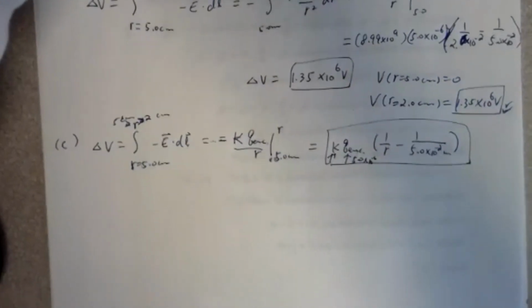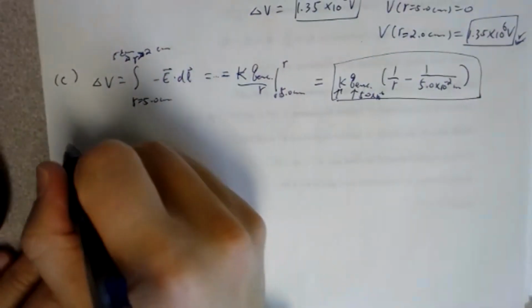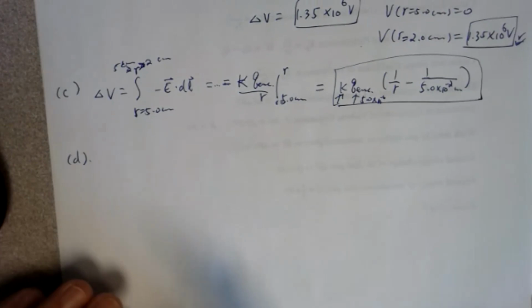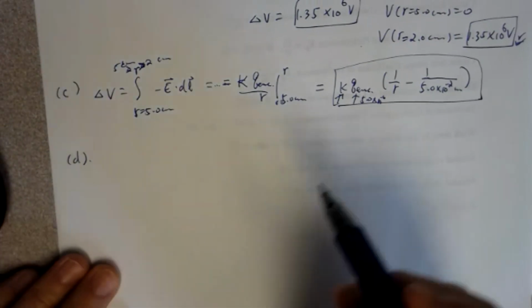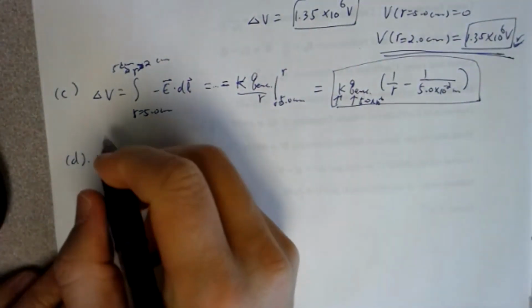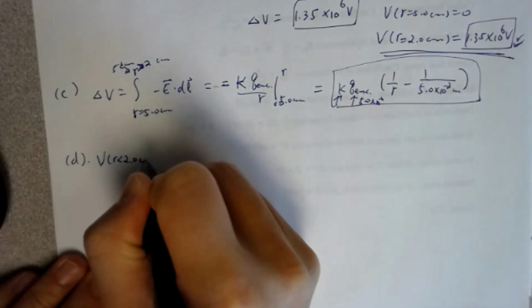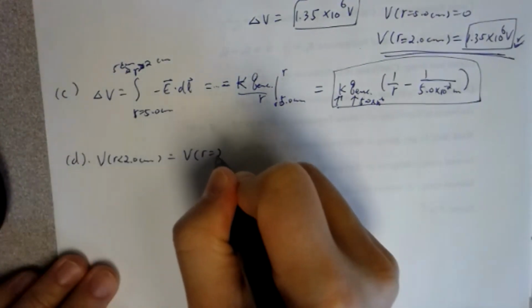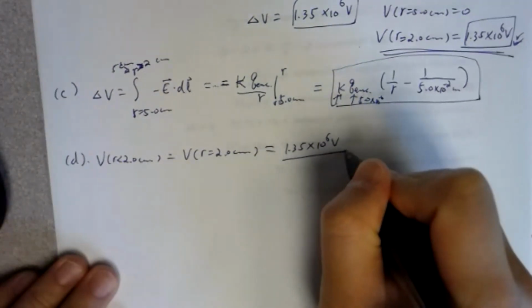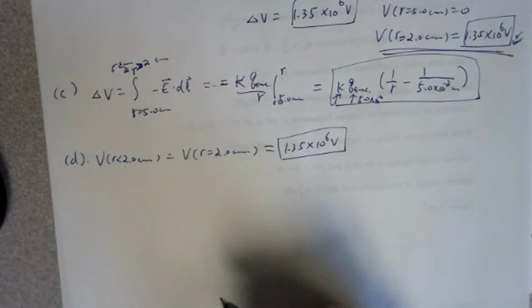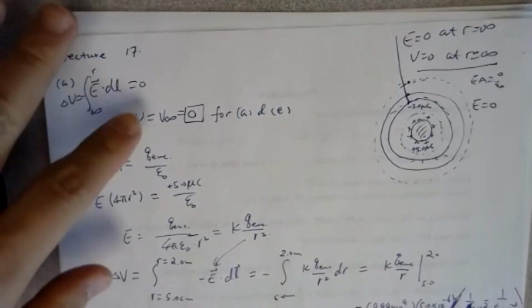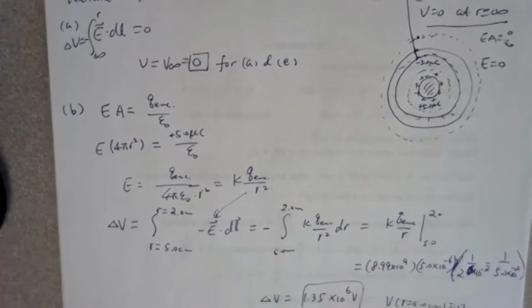For D, inside the sphere, because it's a sphere, right? Then it will be the same as just on the sphere, which is this one here. Okay? So V when R is less than 2.0 centimeters will be the same as V at R equal to 2.0 centimeters. That is 1.35 times 10 to the 6 volts. Okay. And for E, we already had that in part A already. That should also be equal to 0. Okay. So that's on this one.